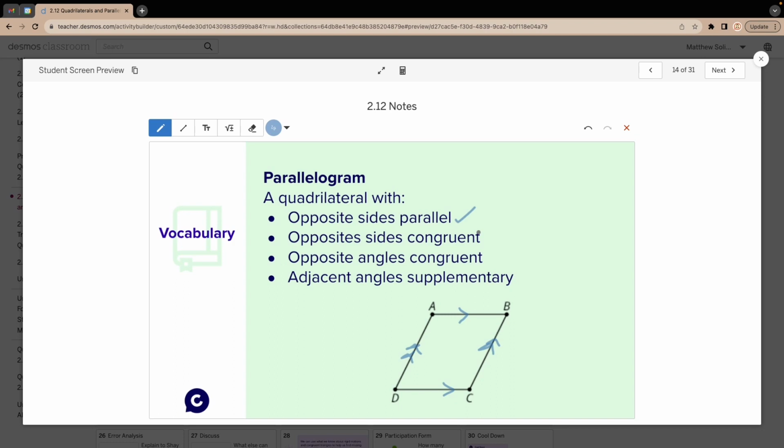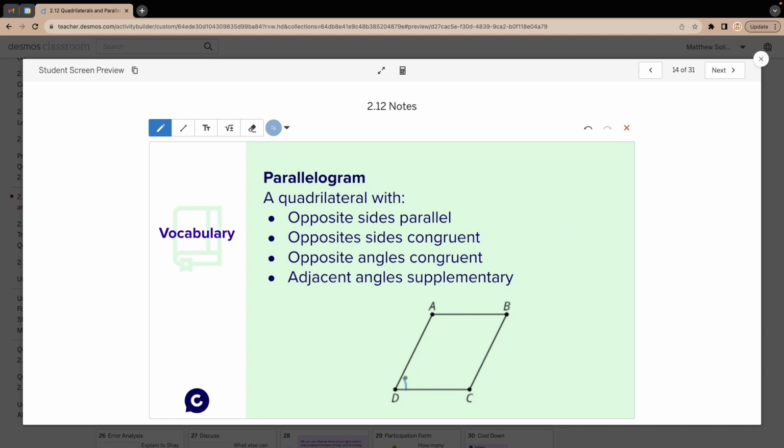Also, opposite sides are equal. So this side is equal, or the same size as this side. This side is the same side as this side. So if that was like 10, maybe this is 12. This one would be 10. This one would be 12. Maybe inches long.